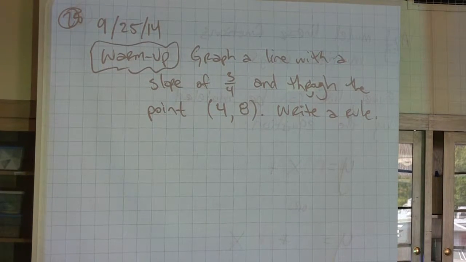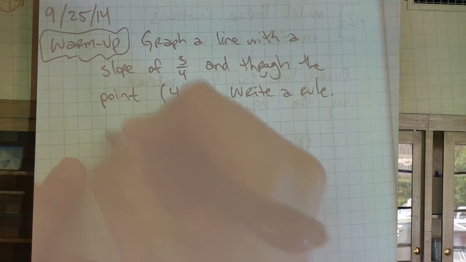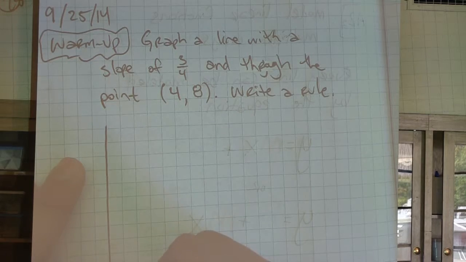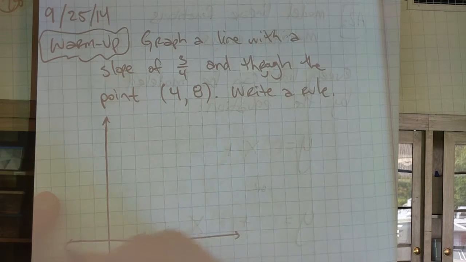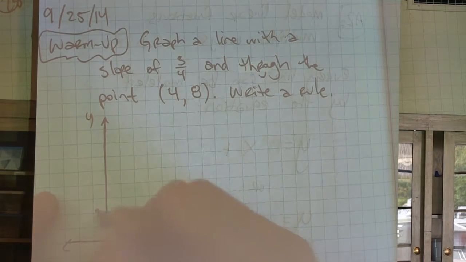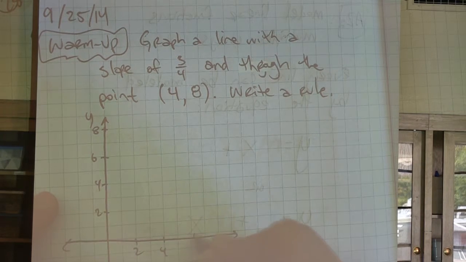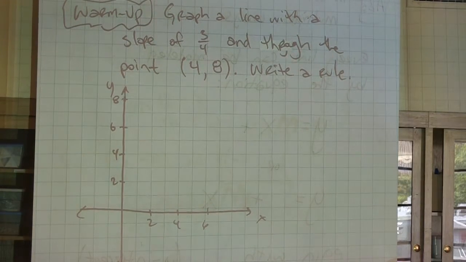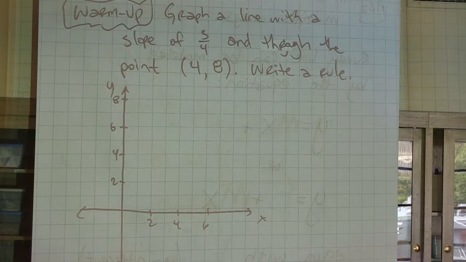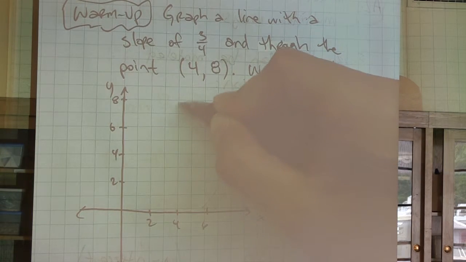So here's the deal. Again, you should have a graph on here. That should be the easy part. X and Y. It should be labeled. Okay. Again. Plot this point. X and Y, 4, 8 is right there.